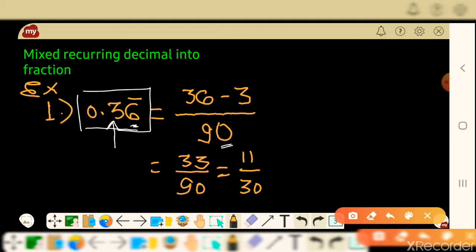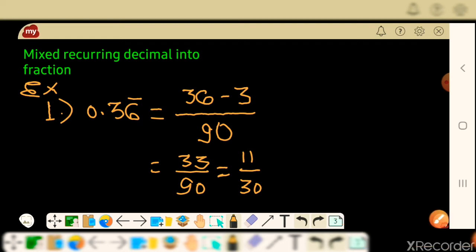And you have to solve this one. So it becomes 33 by 90, and simplify it, you will get 11 by 30. That will be your answer. Hope it is clear. Now let's take one more example.